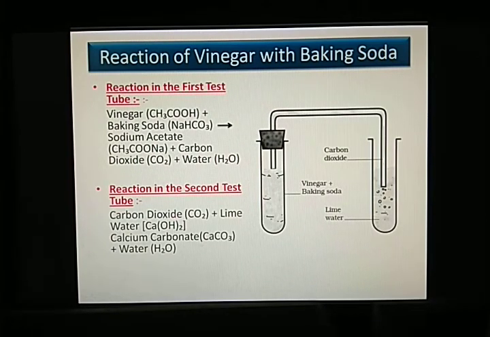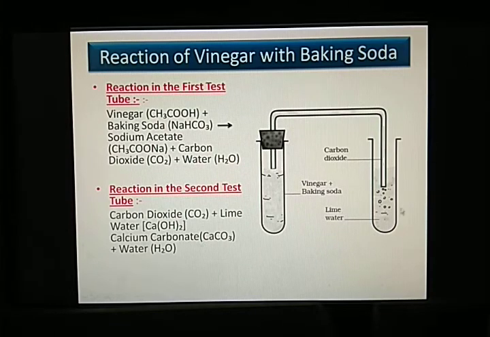So lime water is generally colorless. But since this gas passes through this lime water, after a while you will see that this lime water has turned milky in nature. So why did this happen? This happened because a new compound is formed. And what is the name of that compound? Calcium carbonate, CaCO3. As well as water will be formed.